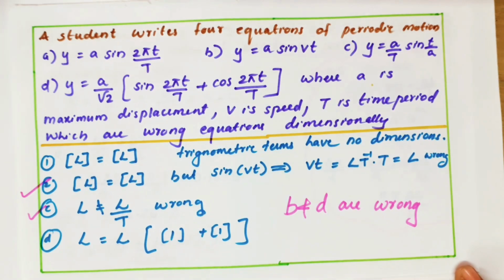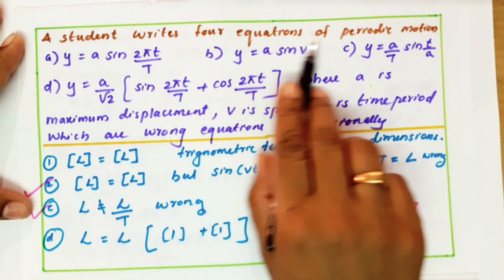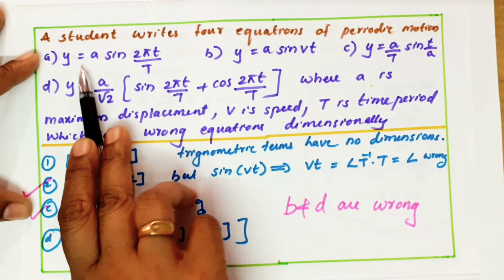Okay, I'll give a question. A student writes 4 equations for a periodic motion. Which are the equations you see?